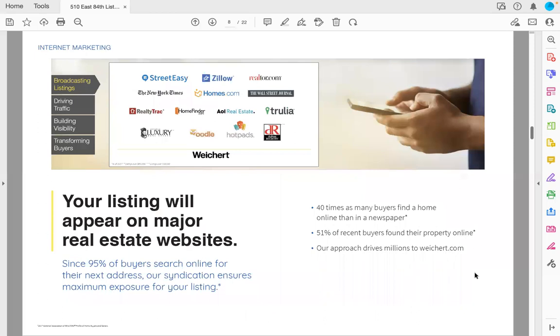Now, once we have these photos and this amazing description, we have to get them out to as many people as we can, right? My job as your agent is not to only bring one buyer for your property, but to bring multiple buyers for your property. The reason for that is that the more people we have that are interested in this, the better price we're going to get for you. And so what we do is we syndicate your listing to every possible website that's out there, right?